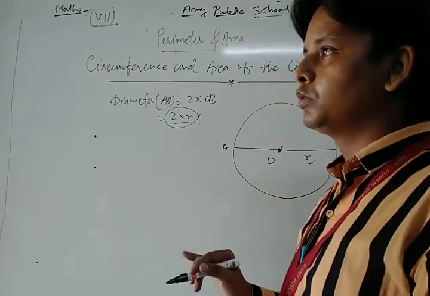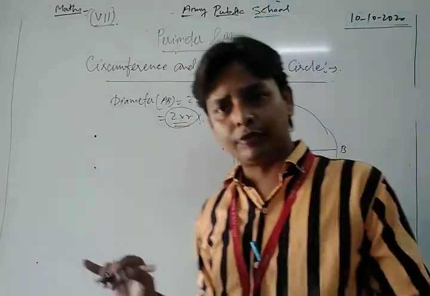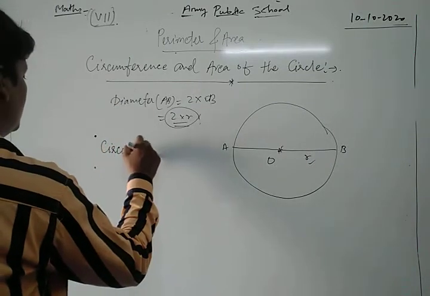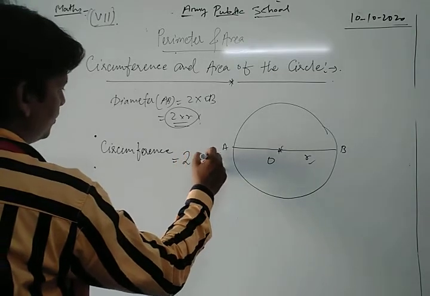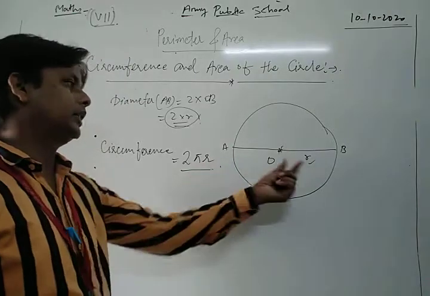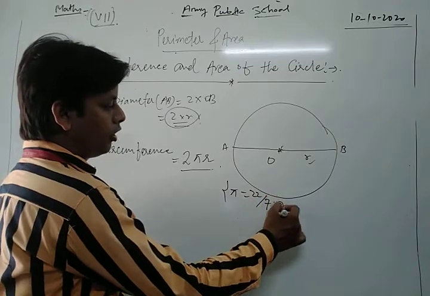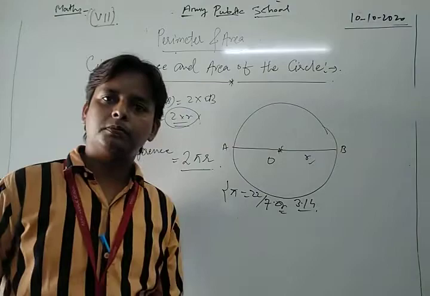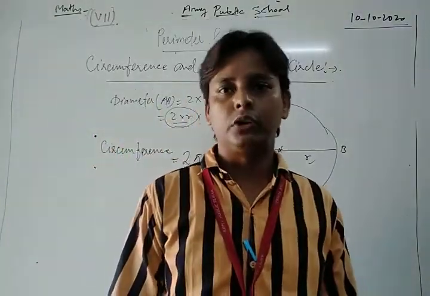And one of the most important formulas related to circle is circumference. Dear students, the circumference of the circle is what? The circumference of the circle is 2 pi r. This is the formula for the circumference of the circle. Here r is the radius of the circle and pi is the constant. The value of pi is 22 by 7 or 3.14. Pi is the constant value and its value is 22 upon 7 or 3.14.